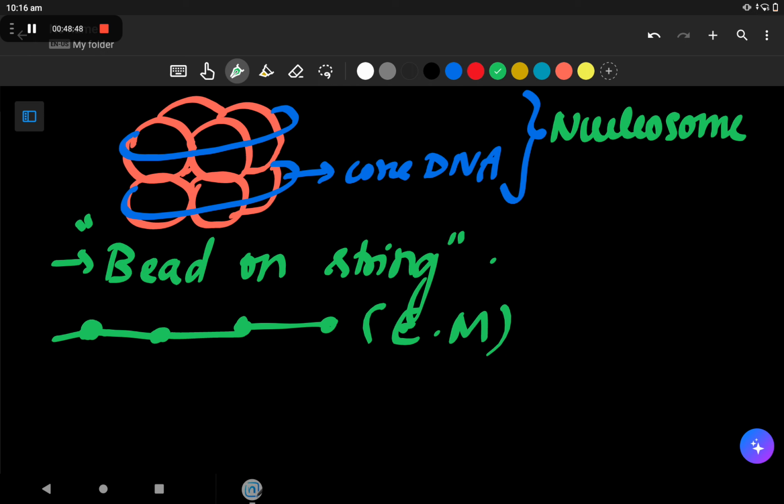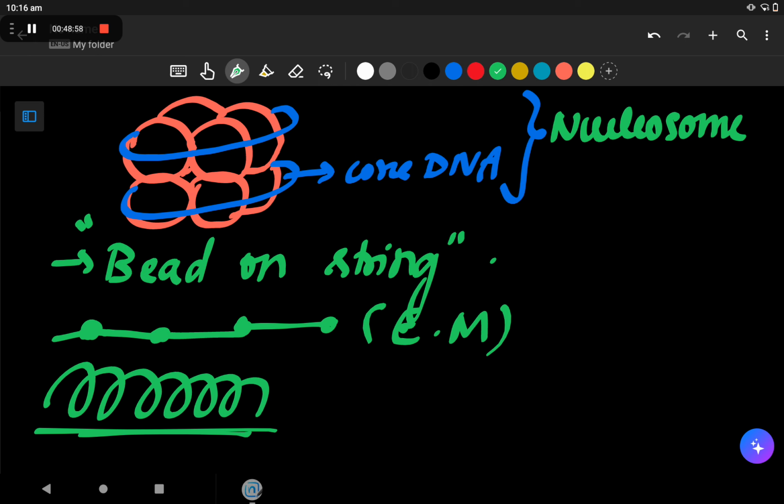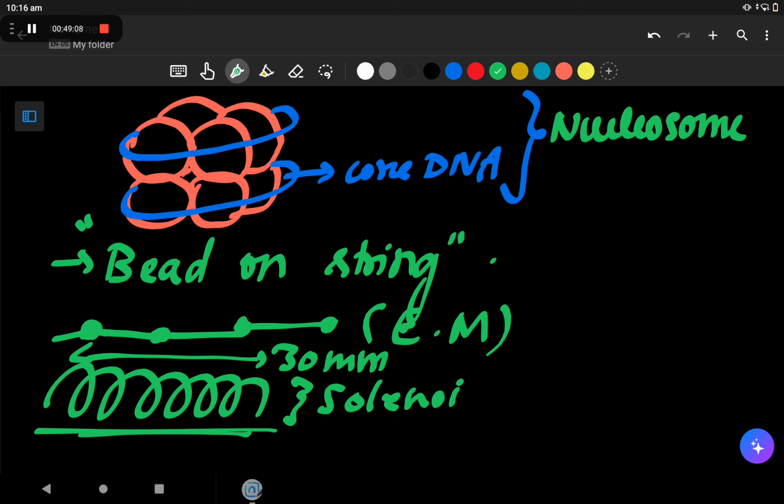The beads-on-a-string is coiled to form a cylindrical coil or solenoid having 6 nucleosomes per turn. 1, 2, 3, 4, 5, 6. Six nucleosomes per turn, which forms a solenoid of 30 nanometer diameter. It looks like a solenoid, right? It will undergo further supercoiling to produce the chromatin fiber.